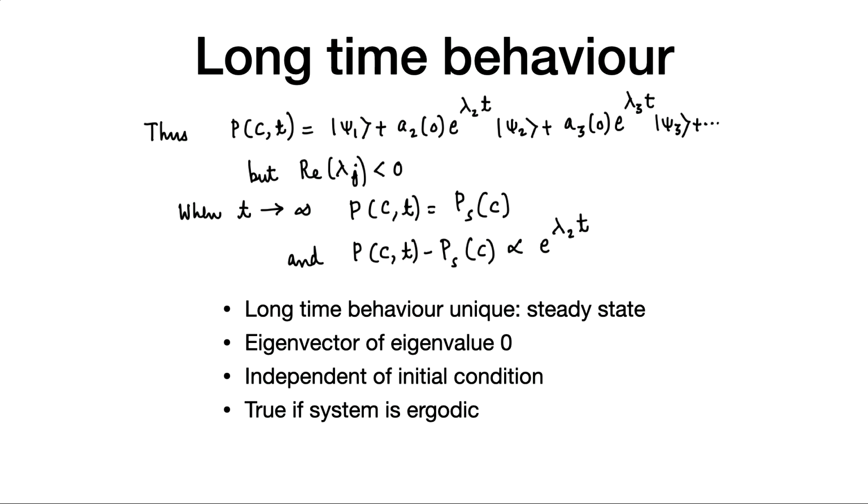I am guaranteed this property, and that unique long time behavior I will call a steady state. This is the name for that. And this eigenvector with eigenvalue 0 is independent of the initial condition. There are some caveats, it is true if the system is ergodic and so on, but we will forget about that.